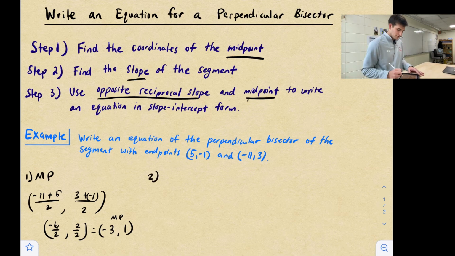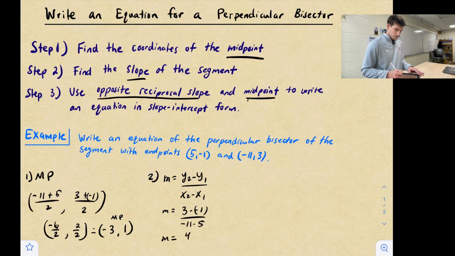Now step two, we want to find the slope of the line, or the slope of the segment. So our slope formula, m equals y sub 2 minus y sub 1 over x sub 2 minus x sub 1, or the change in y divided by the change in x. Okay, so I'm going to say slope is equal to 3 minus -1 divided by -11 minus 5. Okay, so 3 minus -1 would be 3 plus 1, which is 4, and -11 minus 5 would be -16. And now we can simplify that to -1/4. Okay, so we know that is the slope, right?